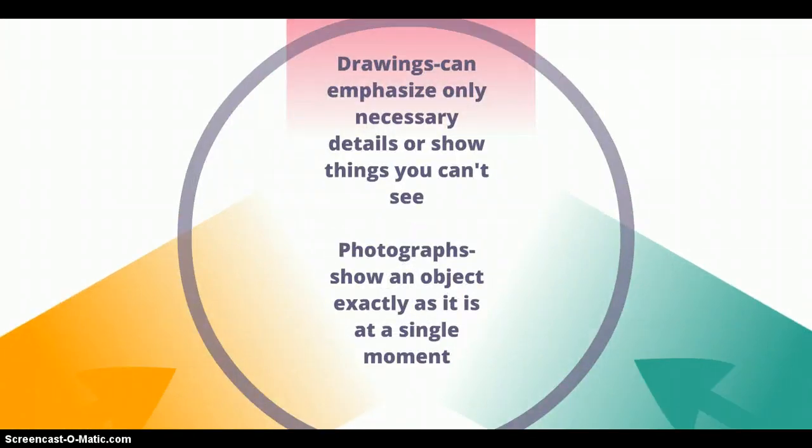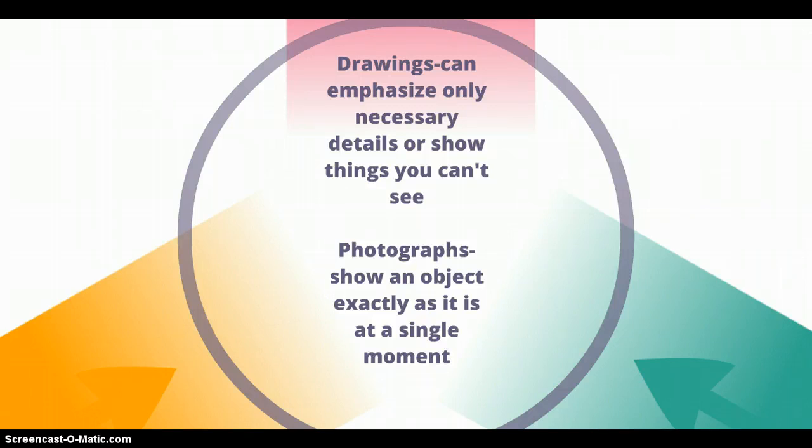First thing you can do is make a drawing. Drawings can emphasize only necessary details or show things you can't see. So you can make a drawing of something really huge and shrink it down, or something very small and make it larger on a piece of paper to show those details. You can take a picture of something. A photograph would show an object exactly as it is at a single moment. So if you were doing an experiment that lasted over a certain period of time, you could take a picture at 1 minute intervals.